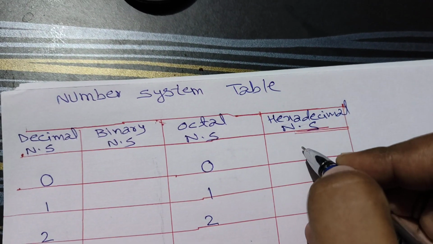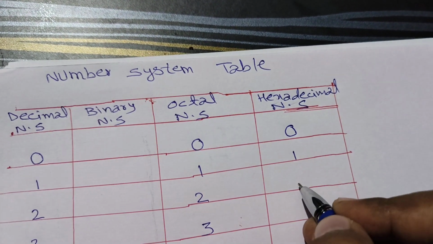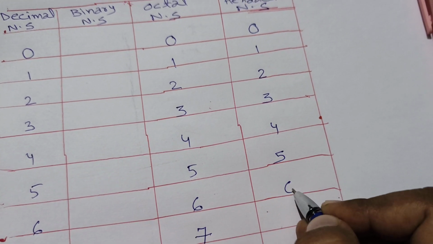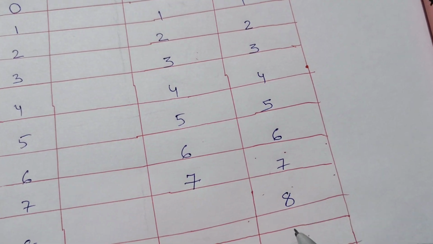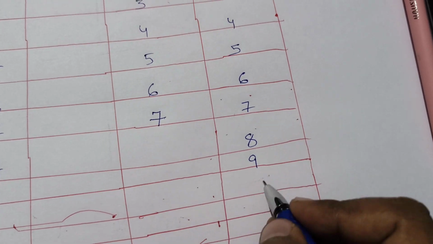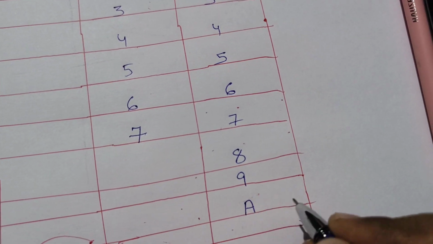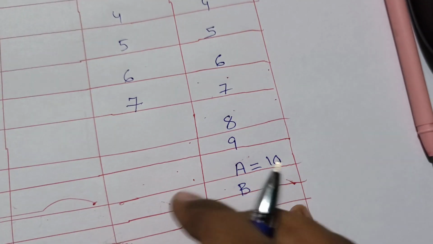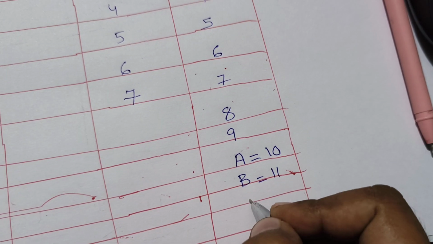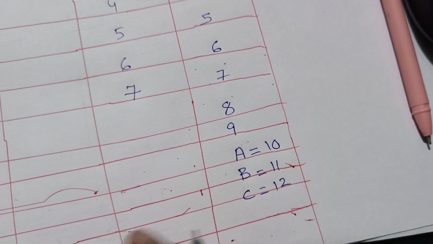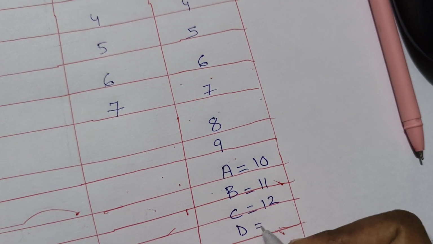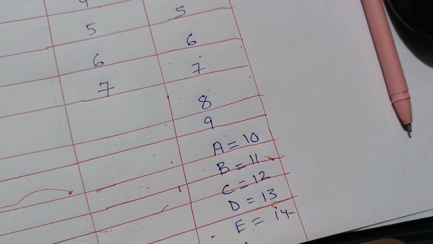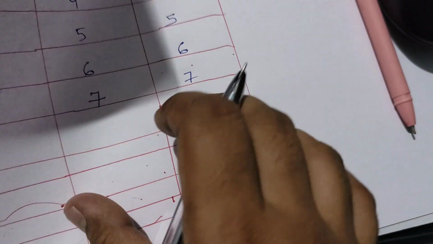Okay. So here we will write 0, 1, 2, 3, 4, 5, 6, 7, 8, 9. So instead of writing 10, here we write A. Means the value of A is 10. B is 11. C 12. D 13. E 14. F 15.